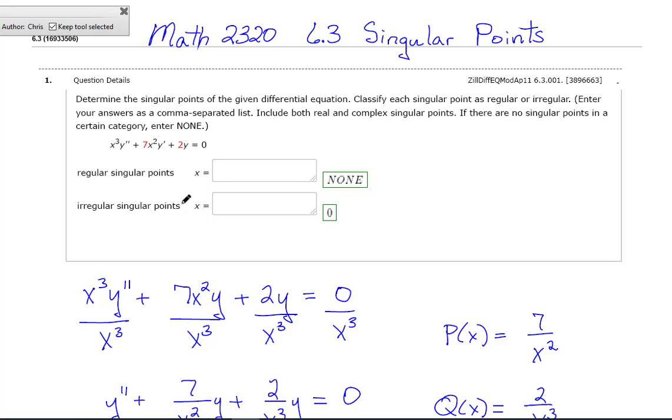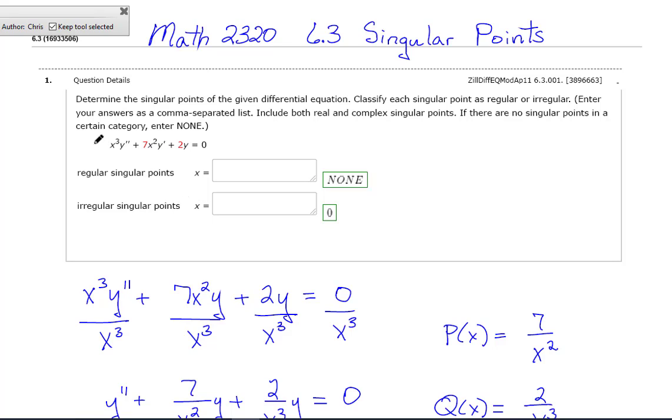Welcome to Math 2320. This is our last section in Chapter 6 on power series. And in Section 6.3, we want to further classify singular points. So let's see what all that means.